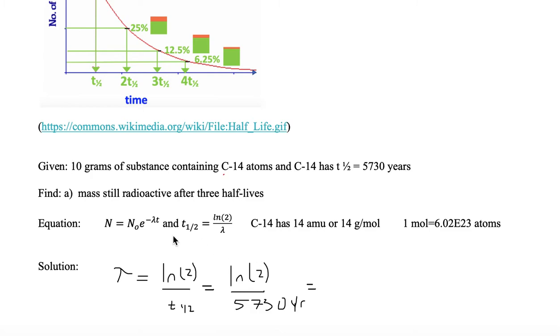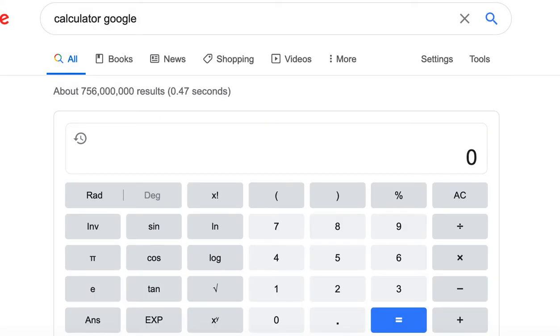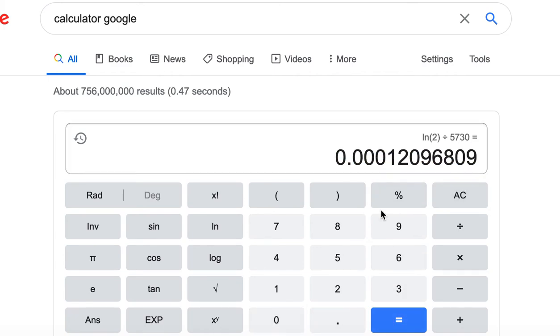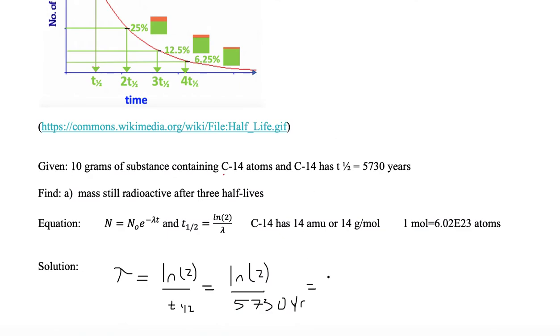First thing we need to solve for is the decay constant, which is equal to the natural log of 2 divided by the half-life. That is equal to the natural log of 2 divided by 5730 years after substituting in for half-life. So we plug in natural log of 2 in our Google calculator. We divide it by 5730, and we get 1.2 times 10 to the minus 4th as our answer. So now we know our decay constant. And don't forget the units. Decay constant has units. It is 1 over year.